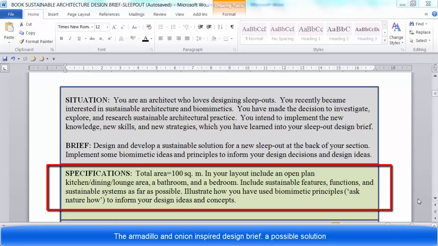Include sustainable features, functions, and sustainable systems as far as possible. Illustrate how you have used biomimetic principles, in other words, ask nature how, to inform your design ideas and concepts.